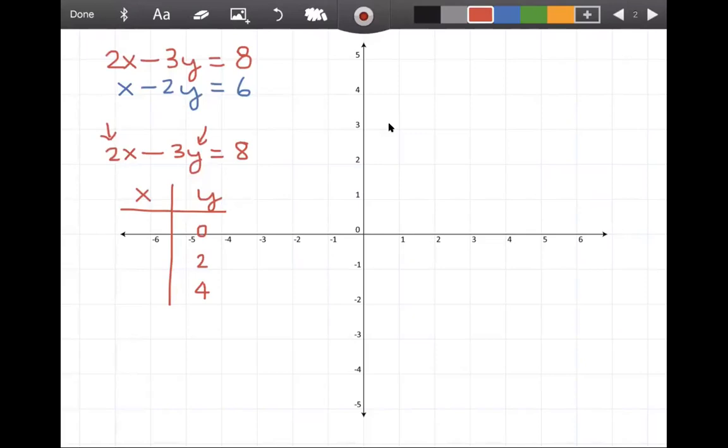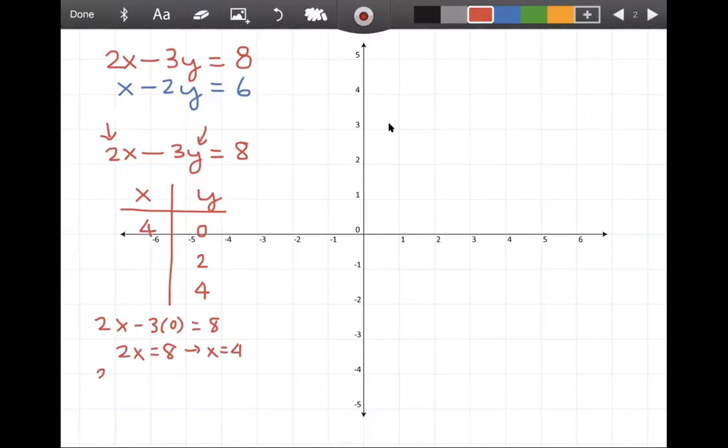Okay, so I don't want to run out of room on my screen here. Sorry, let me try that again. Okay, so putting in 0 for Y, we need to solve for X. So 2x minus 3 times 0 equals 8. Gives me 2x equals 8, which means X equals 4. So I put a 4 there.